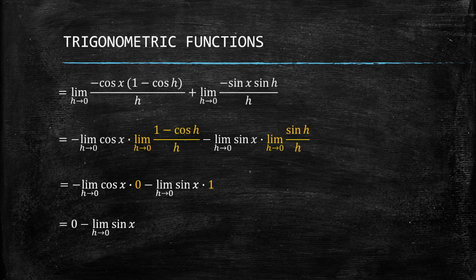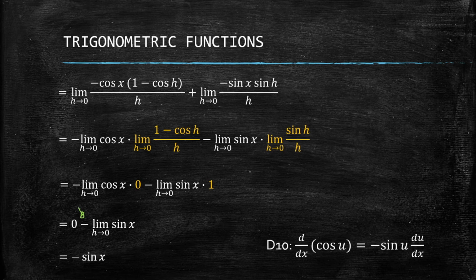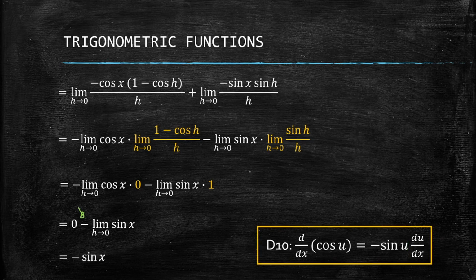So in similar fashion, we have here the limit of sine x, but take note there's a negative sign here. That's why we have now negative sine x. And if we generalize, we'll use u. Again, it's a function, so we apply the chain rule. That's why we have now du dx here. So the derivative of cos u equals negative sine u du dx. And we have our proofs.